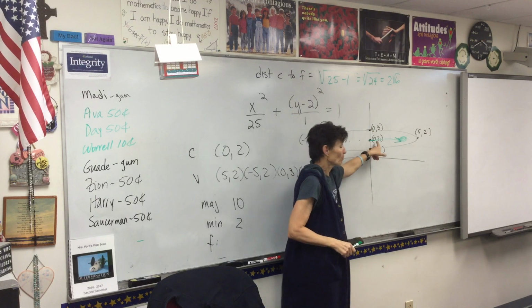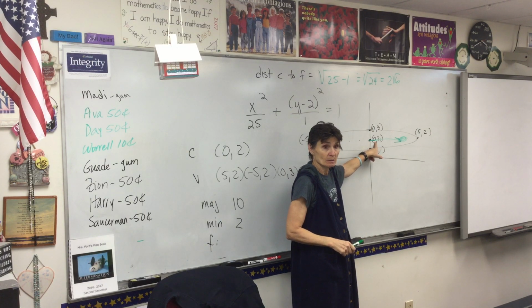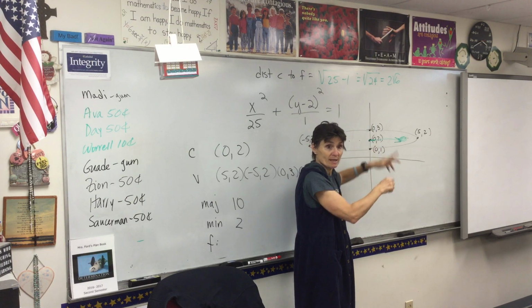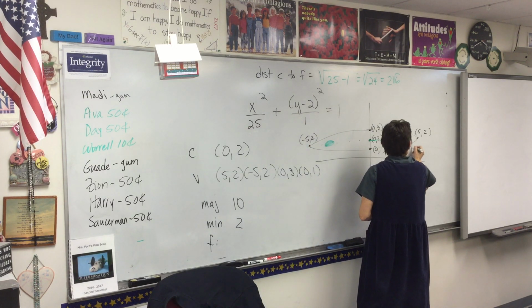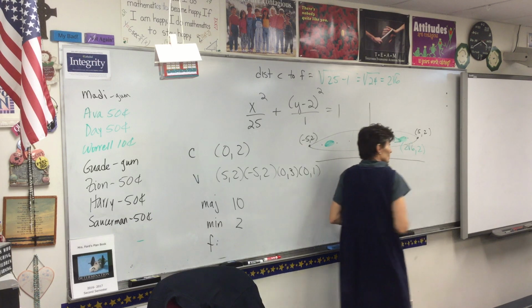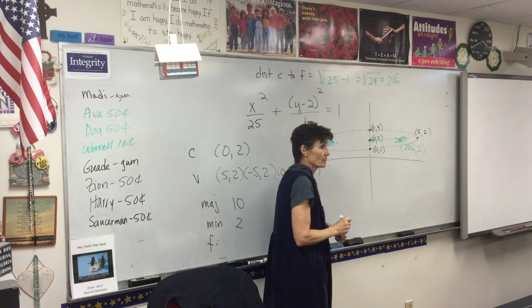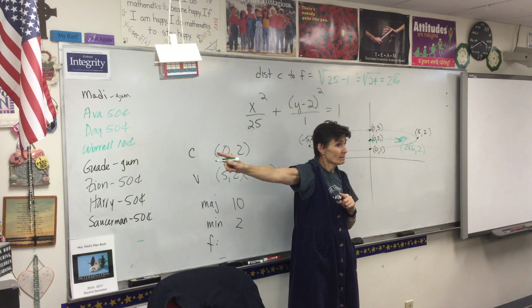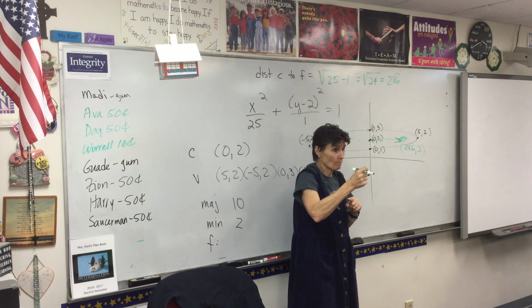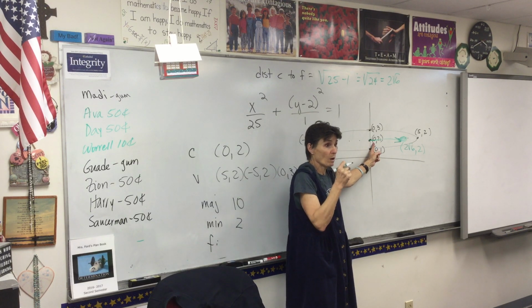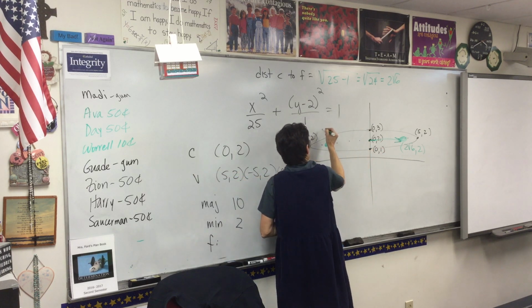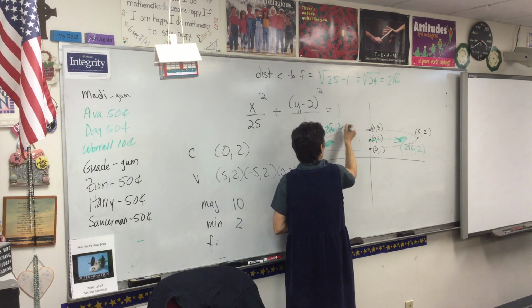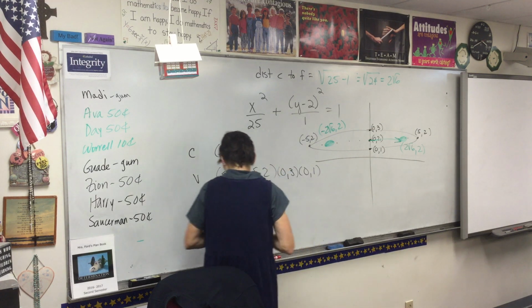Well, what is your center point? (0, 2). So 0 plus 2 root 6? That's going to be (2 root 6, 2). And then how am I going to get that one? 0, my starting point, minus 2 root 6. So (negative 2 root 6, 2). And those are your foci.